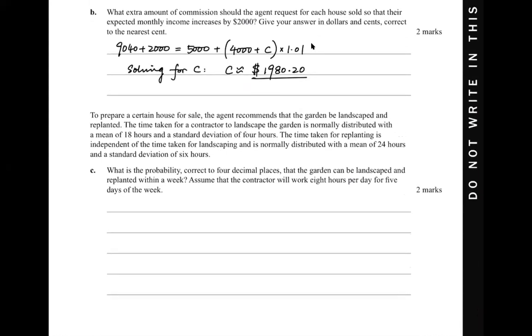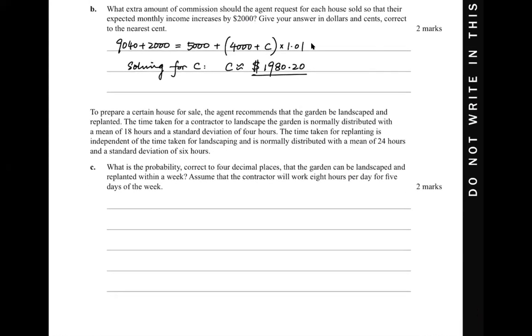Okay, so let's look at the next one. To prepare a certain house for sale, the agent recommends that the garden be landscaped and replanted. The time taken for a contractor to landscape the garden is normally distributed with a mean of 18 hours and a standard deviation of 4 hours. Okay, so landscape is normally distributed, 18 hours, and the standard deviation is 4 hours. Make sure they are in the same unit, okay?